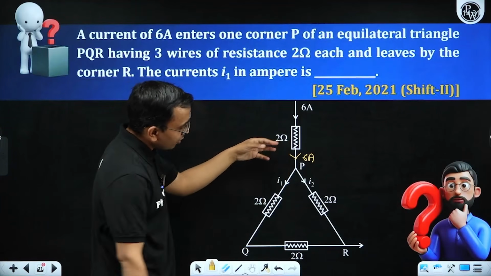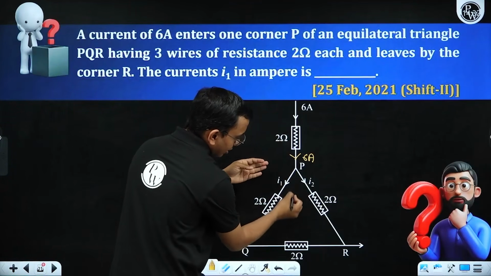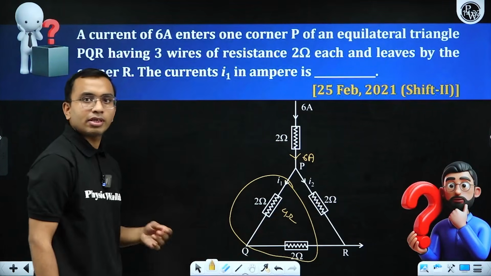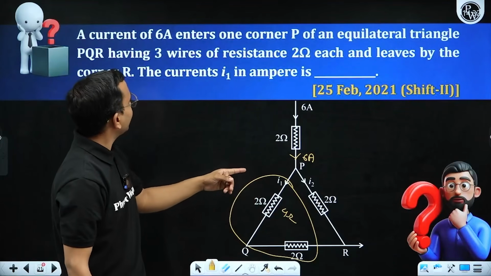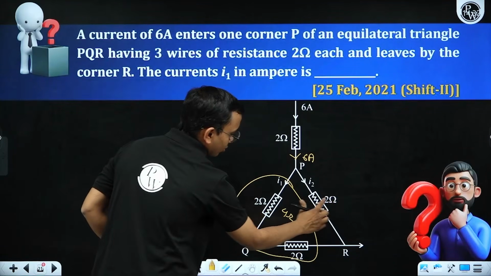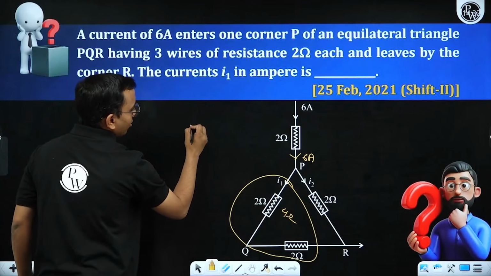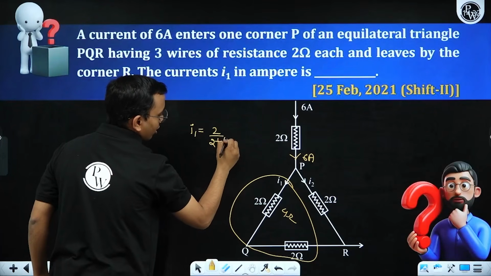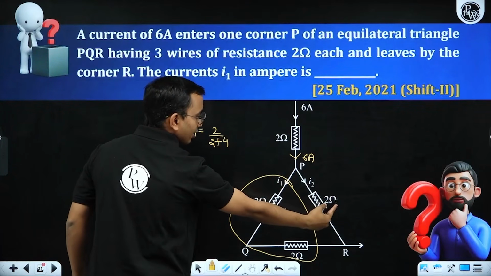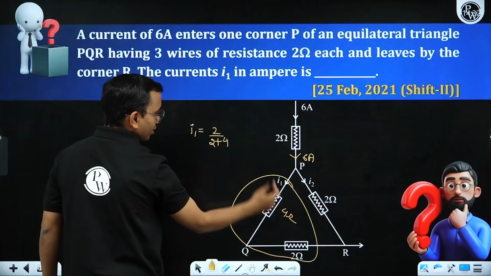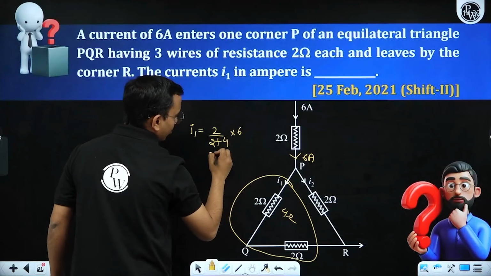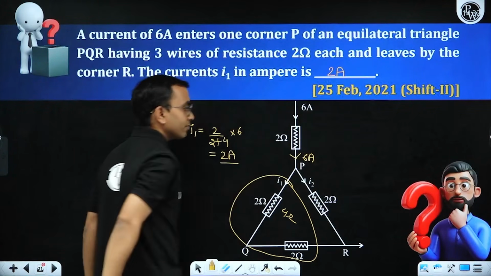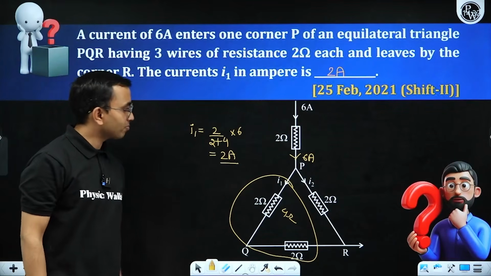Now this 6 is divided into two parts, I2 and I1. This total is 4 ohm, and this is 2 ohm. Current will be divided in opposite ratio. I need to write I1 here. So this resistance is 2, this resistance is 4. I1 will be equal to 2 divided by 2 plus 4, the opposite ratio, isn't it? This is I1. So that resistor divided by the total resistance, into the total current, that is 6. So that comes out to be 2 ampere. Okay, easy.